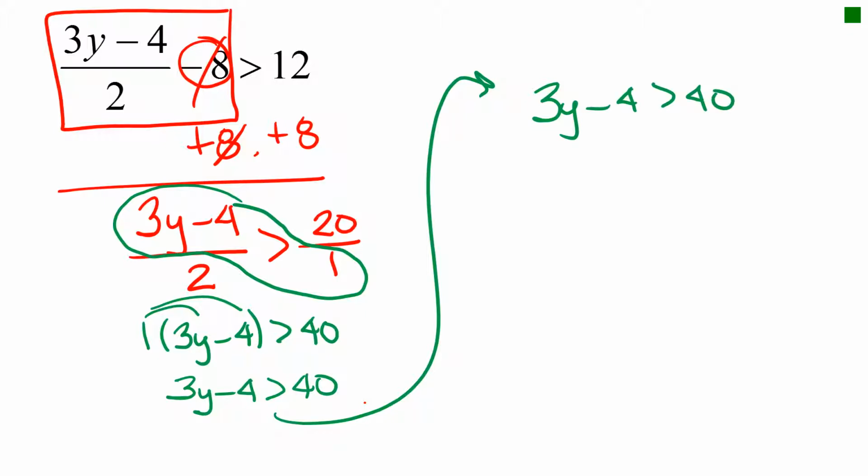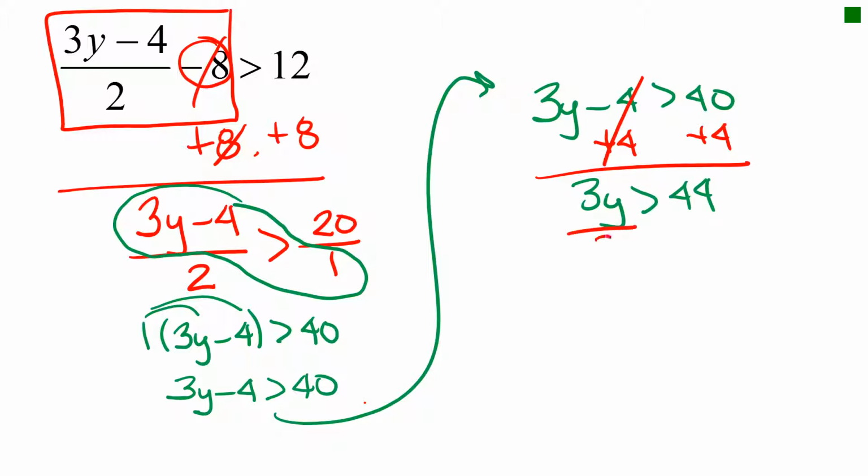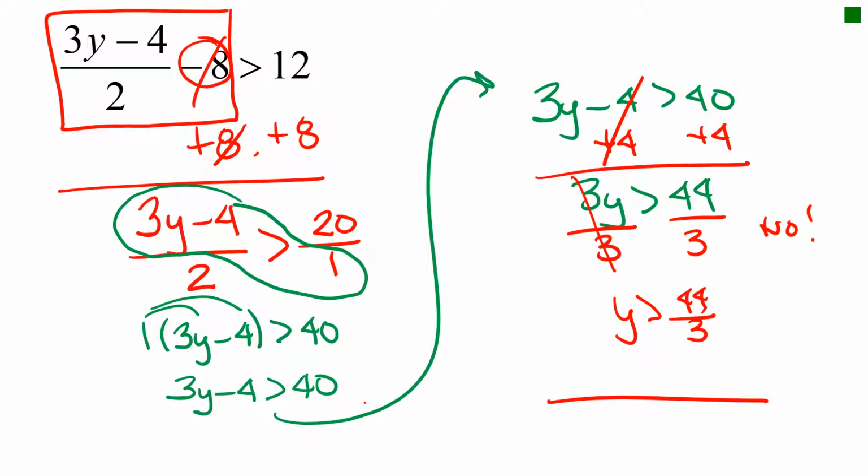I got to take care of that minus 4. So I'm going to add 4 to both sides. They cancel. I get 3y is greater than 44. When I divide, that's when I decide, no, I am not going to flip the sign. So y is greater than 44 over 3. Again, that does not reduce, so I'm going to leave it as 44 over 3. Open circle because it's not included. Y is greater than. So my inequality is going to be 44 over 3, not included, to infinity. And that is how you solve an inequality.